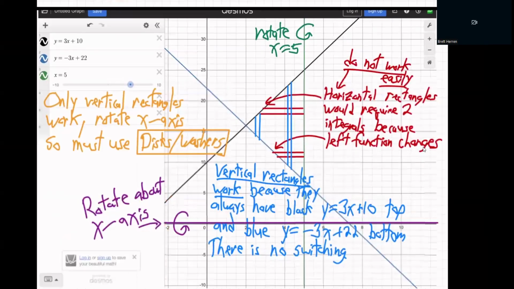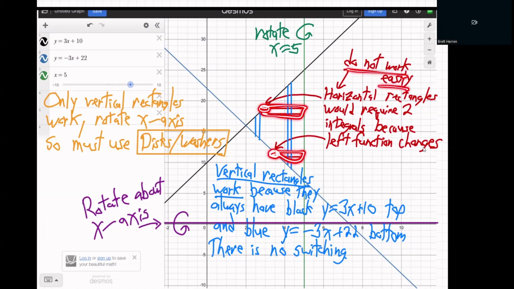So look right here. See the vertical rectangles are looking good. They go from the black function down to the blue function every time. Whereas the horizontal ones change their mind. See, this rectangle has the black one on the left, and then this one down here has the blue one on the left. So that's not going to work.